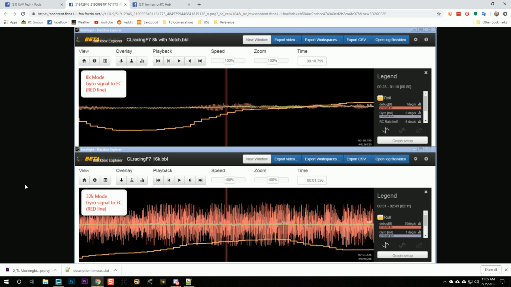This is a black box log of a CL Racing F7 in 8K mode and in 32K mode. And you can see that in 32K mode, look how much more noise there is on the roll axis than in 8K mode. This is not a case of, well, we increased the sampling rate, so the Nyquist frequency went up, so we were able to capture more noise that was being overlooked or aliased out before. There's no noise at 4 kilohertz, at 8 kilohertz. Increasing the sampling rate did not reveal more noise that was there. Increasing the sampling rate revealed a deficiency of the ICM gyro, where when it's run in 32K mode, it's just making all this garbage data.